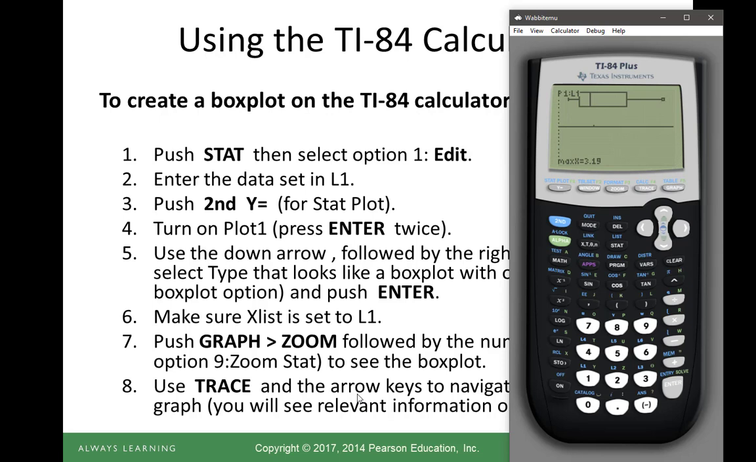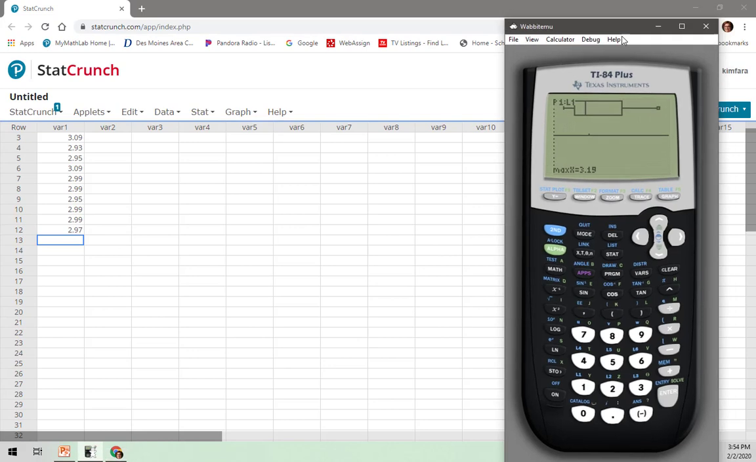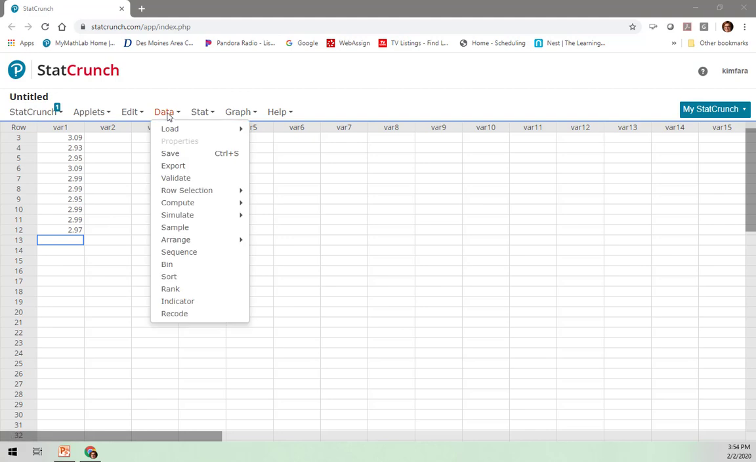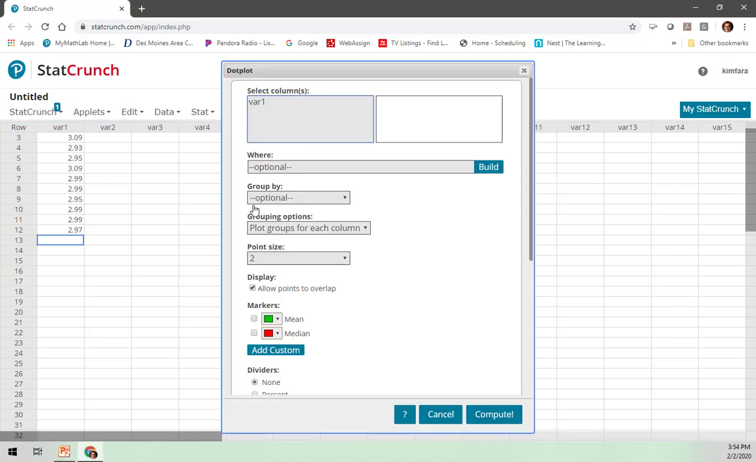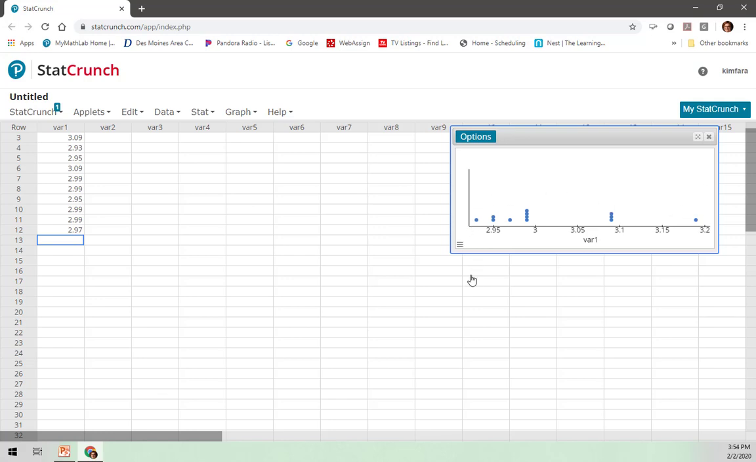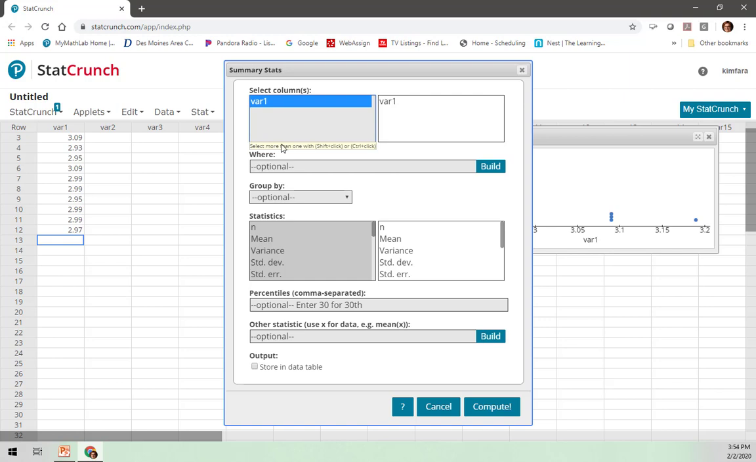What I'm going to do now is I want to pull up StatCrunch. So let me drag StatCrunch over. And this is the same gas data. The first thing I'm going to do is let's go ahead and do a graph. And a dot plot's good, just to get an idea of the shape. And you can see it's kind of skewed.